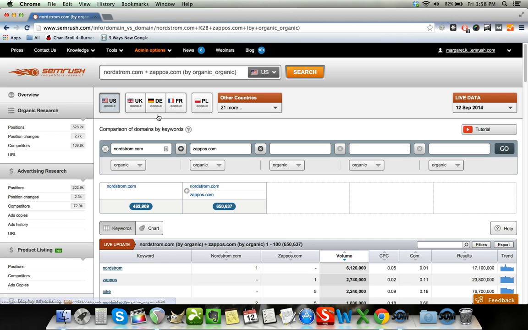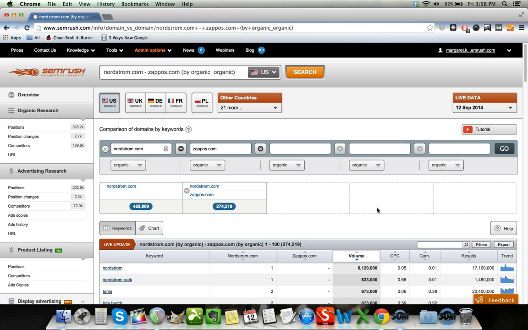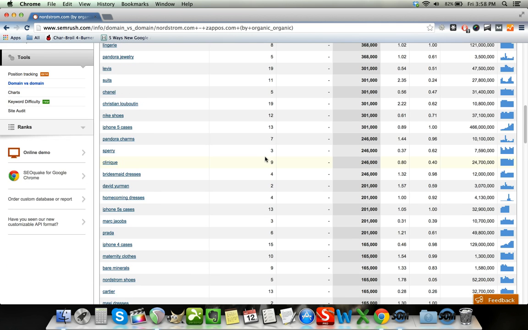And then the last one, the minus symbol, is my favorite because it shows us everything unique to the first domain only. So let's say I'm Zappos.com and I want to see what Nordstrom ranks for that I don't. I pick the minus sign and I'm going to click go. So what you're looking at right now is everything that Nordstrom ranks for that Zappos doesn't.